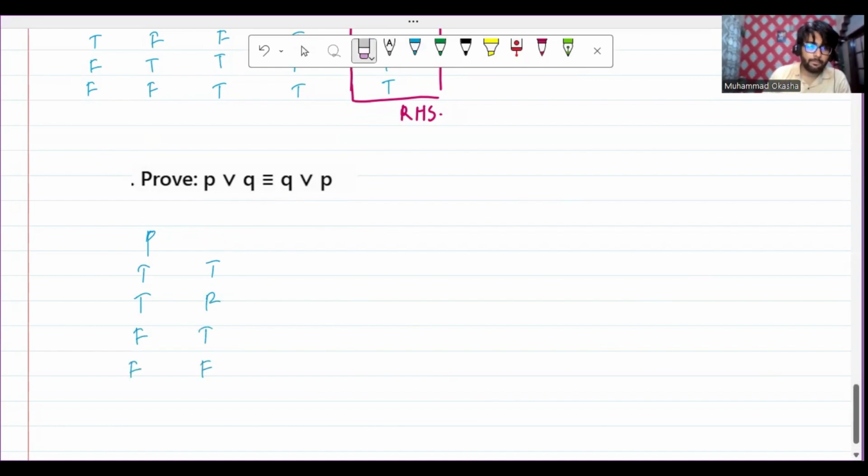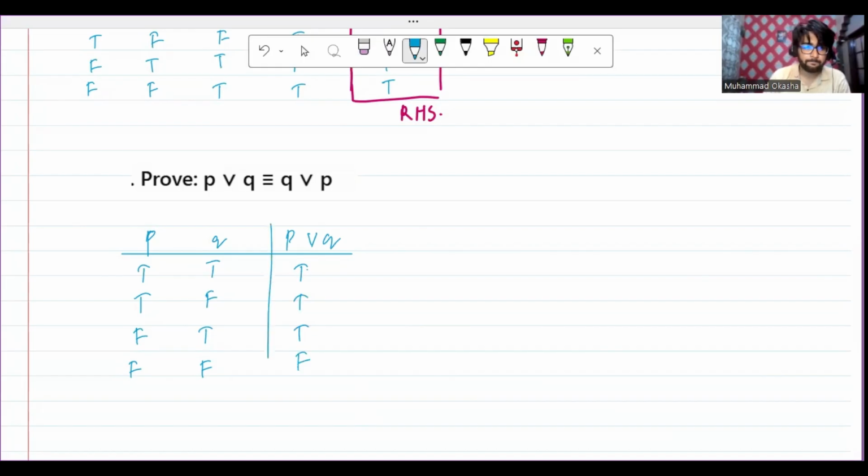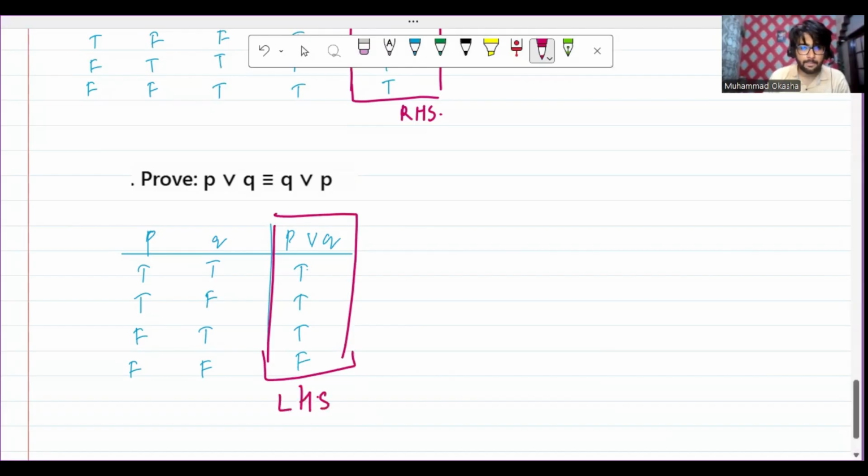Okay. Let me do P disjunction Q first. So P disjunction Q would be true, true, because disjunction means any. Disjunction is a lenient one, remember? If any one of them is true, the answer is true. So true, true, true, and false. This one is the left hand side. We just did the LHS.